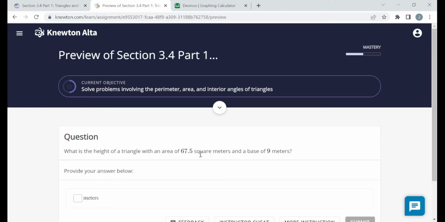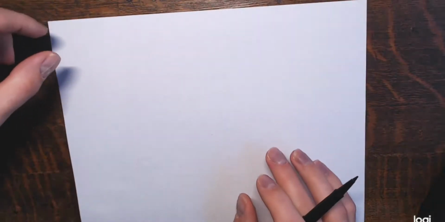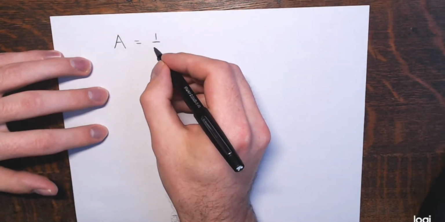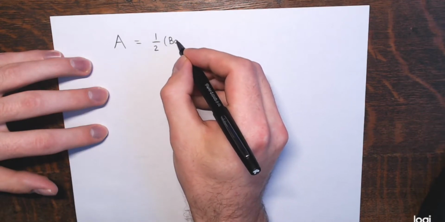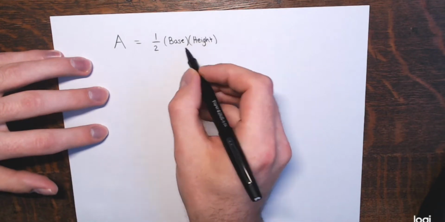So this one is about area. I'm noticing square meters here. That's an area unit, square units, square meters. They're asking here, what is the height of a triangle with an area of 67.5 square meters and a base of 9 meters? So you're just going to that area formula for a triangle. I'll write that up again. The area of a triangle was half the length of a base times the height. Or you can put BH for base height.